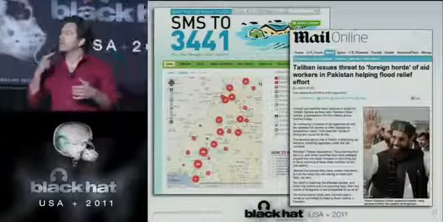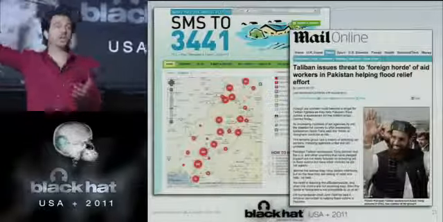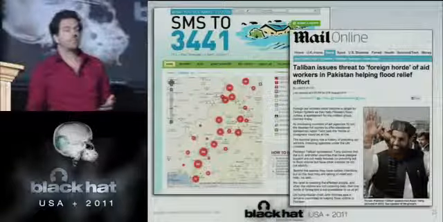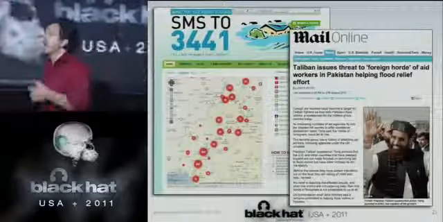And then this happened. So now we're in a position where the Taliban has said that they're going to target foreign aid workers that are invading this country, and we're building a giant map that has got the location of foreign aid workers in their country. So we had to adapt, and we had to realize, okay, these things can go wrong.